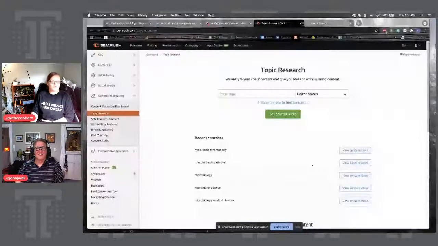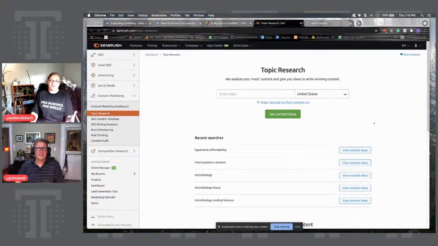So the first tool that I'm going to show is SEMrush. A lot of people have access to this tool. A lot of agencies are using it. And one of the things that I see a lot is people not using the full capabilities of the tools that they already have access to.